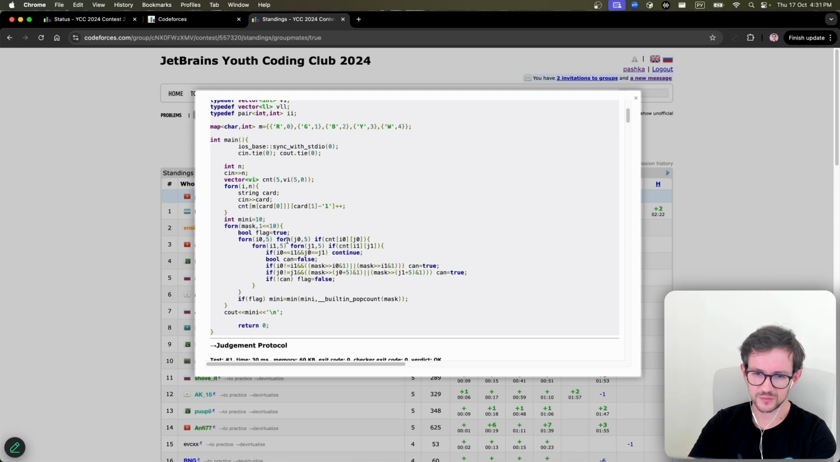Here you use 2 loops to pick the first card and the second card, so you look at all possible pairs of cards and see if you can distinguish them or not. Here you check if you have both these types. Here you check if you can distinguish them or not. And if you can distinguish every pair of cards, then the flag is true, and you update your result. Here, the built-in popcount just calculates the number of 1 bits in your mask.